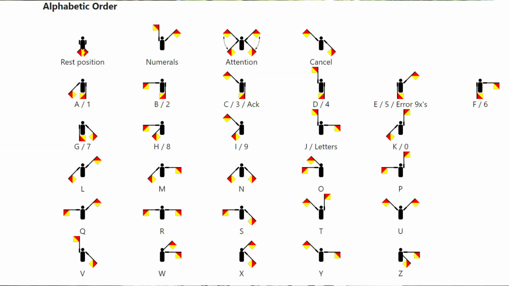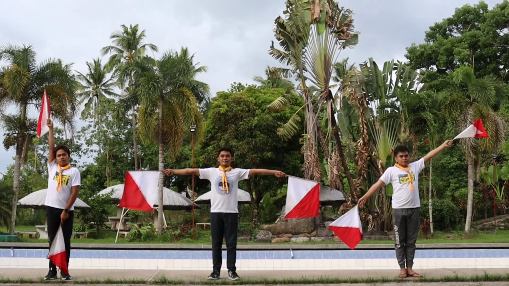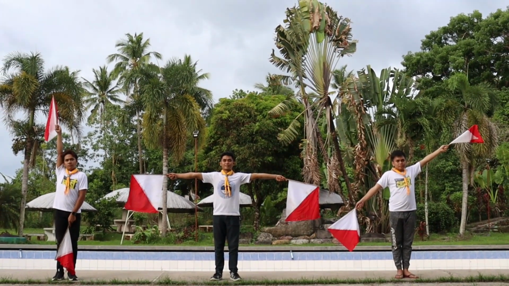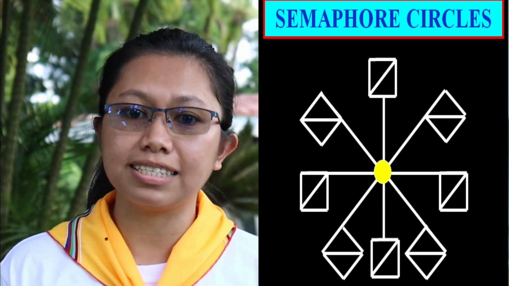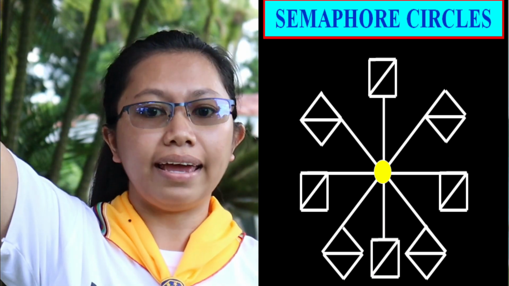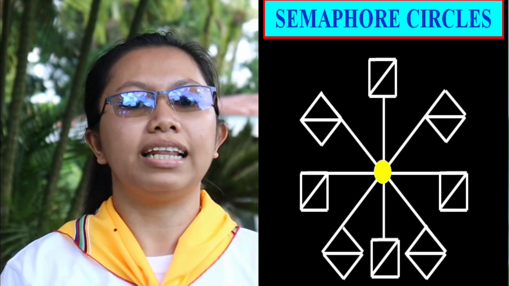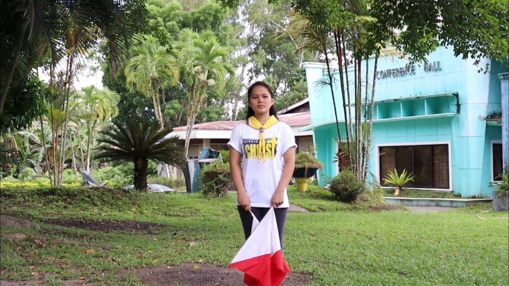But first, semaphore flags are held with arms extended in various positions representing each of the letters of the alphabet. The pattern resembles a clock face divided into 8 positions: up, down, high, and low for each of the left and right hands. Now, we'll be showing you the semaphore alphabet in circles since it is the best way to visualize it. First, the grand circle, letter A.